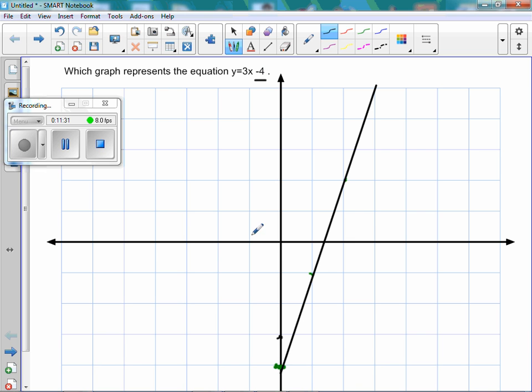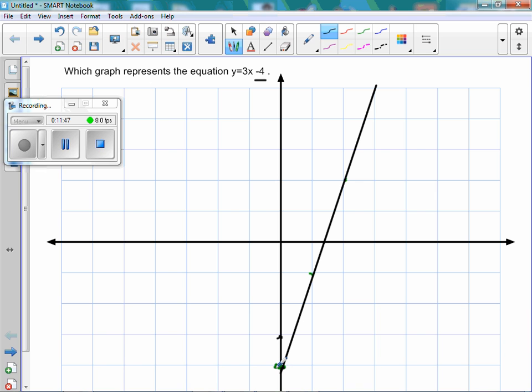That's where it crosses the y. So if the other graph was up here, you know that would be wrong. So find the one that crosses at -4. Okay, this is -4, and you know it could be this graph. So what's the slope? 3 is the slope. Up 3 and over 1.